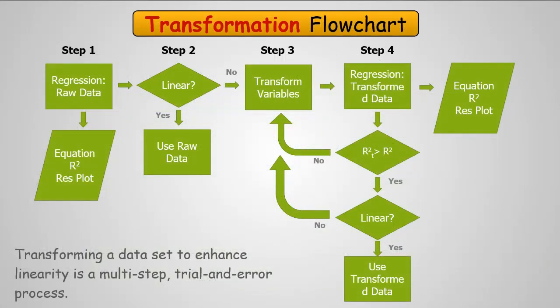Let's look at this in flowchart form. First, I want to perform regression on the raw data. Transforming a data set to enhance its linearity is a multi-step trial and error process. So I might try the R-squared value and look at the residual plot. Is it linear? If yes, then I use the raw data unchanged. If it's not, try transforming the variables. So use one of the transformation techniques and produce a residual plot. Is the r-squared from the transformed data greater than the original r-squared? If the answer is no, then continue to try and transform the variables. If it is, and if it's linear, then you can use that transformed data. If it's not, you'll keep going back and trying different techniques. So you'll try different transformation techniques to make this work.